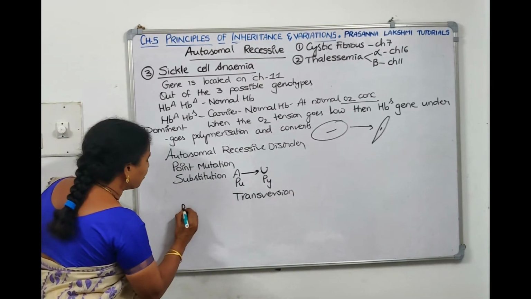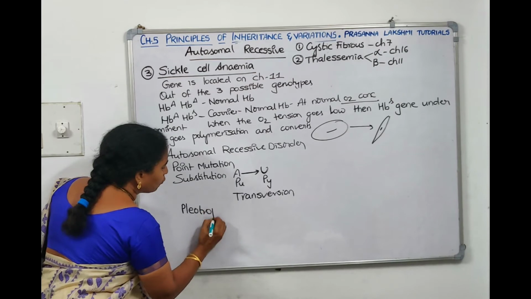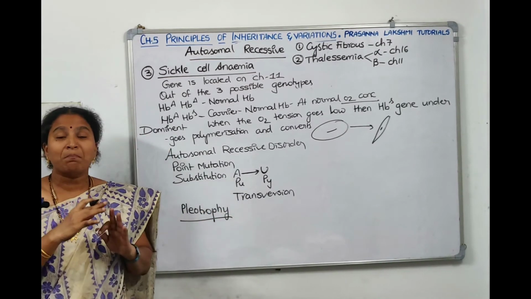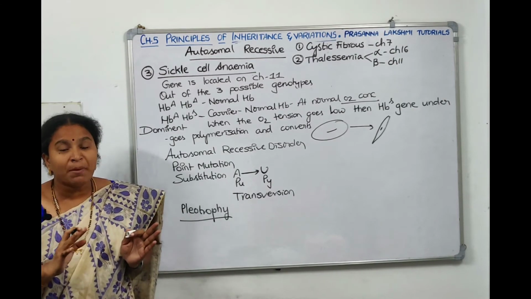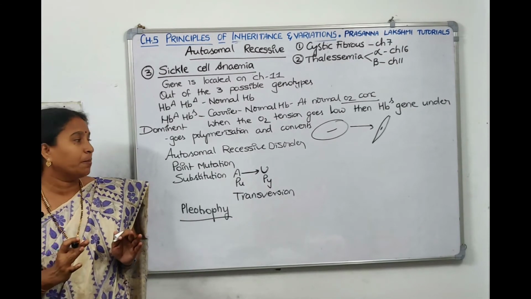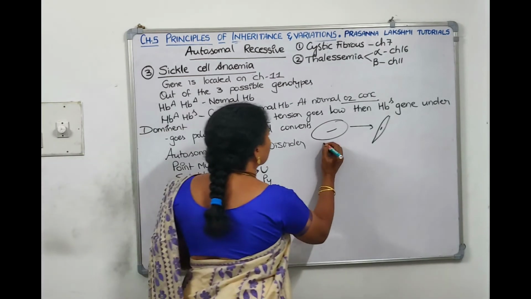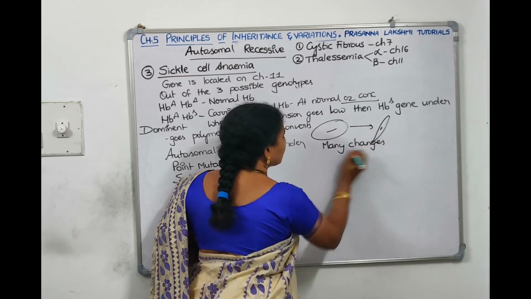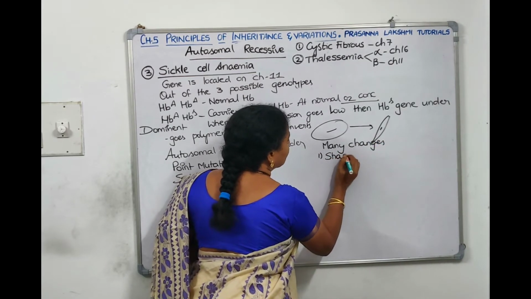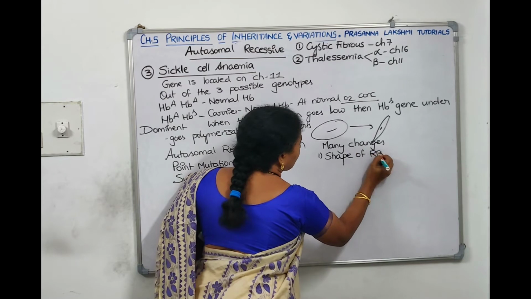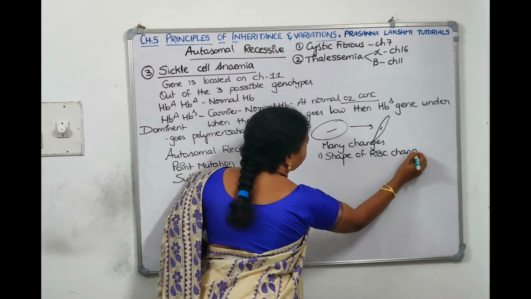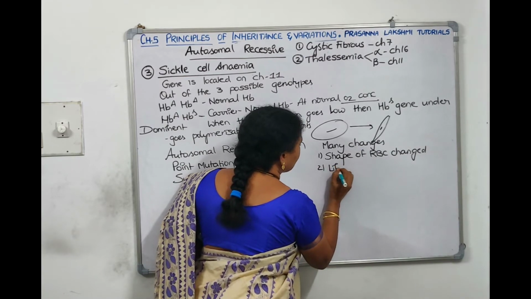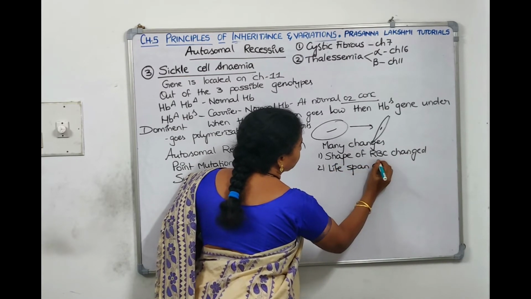Sickle cell anemia is also an example of Pleiotropy. What do you mean by Pleiotropy? One gene showing many defects, right? One gene showing many phenotypic manifestations is called Pleiotropy. What are the many changes we can see? The first change is that the shape of RBC is changed. The lifespan of sickle cell RBC is low. The lifespan is changed.